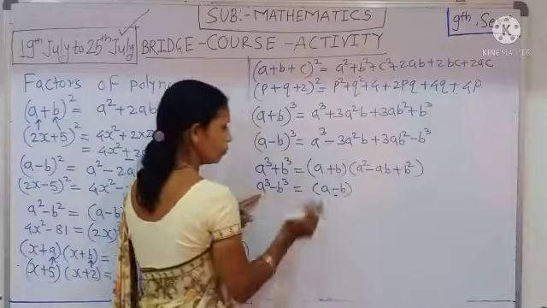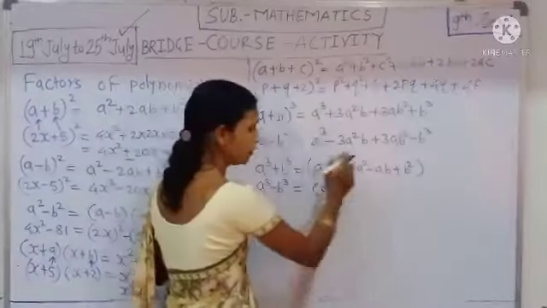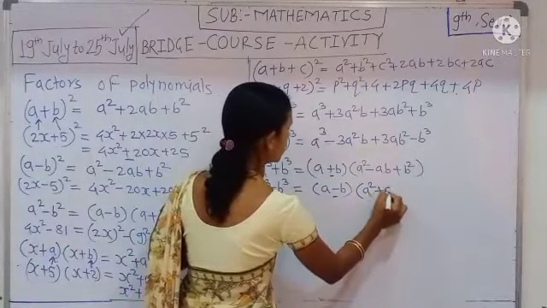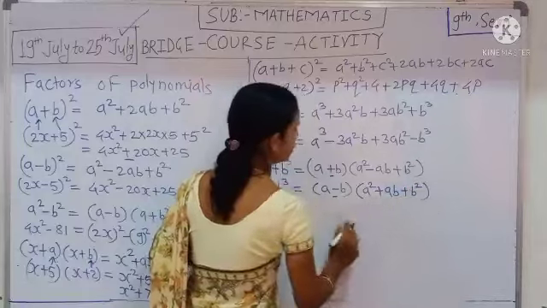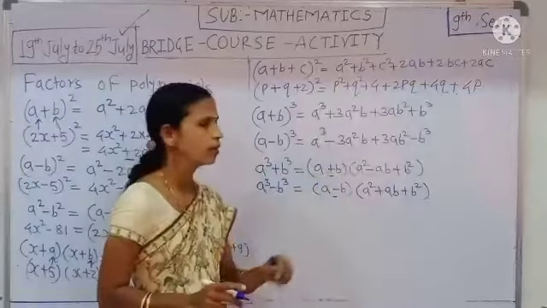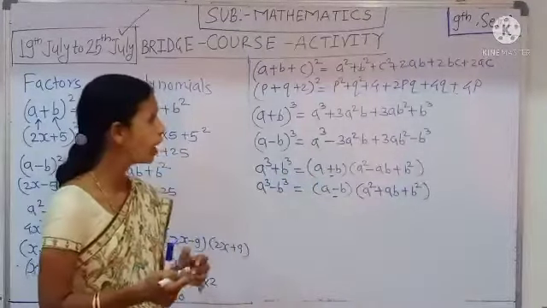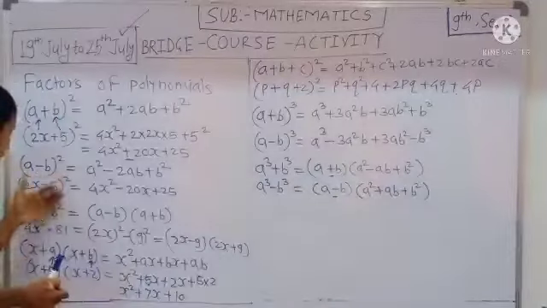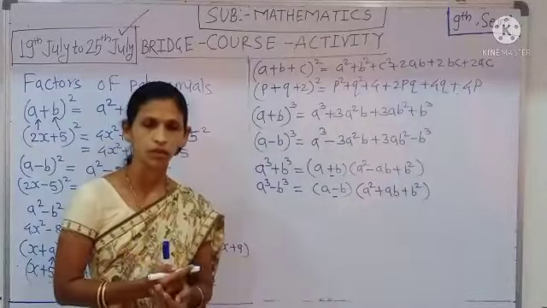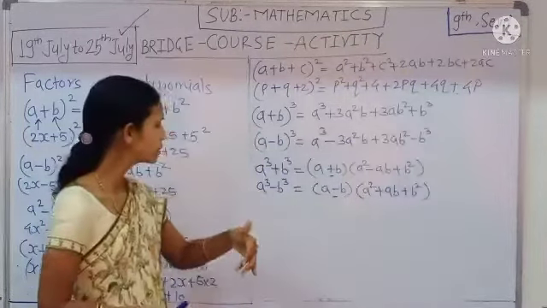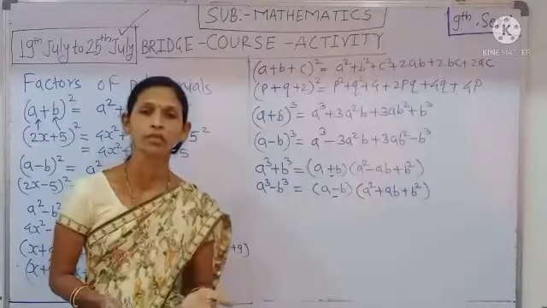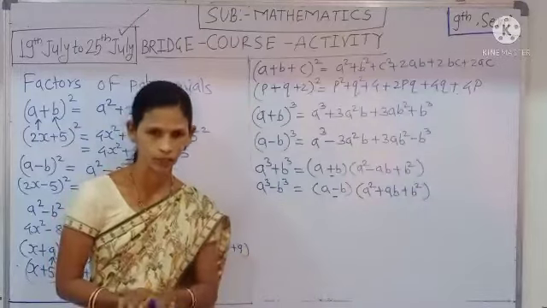See here, focus on the signs given in the factors, that is, in another bracket a square plus ab plus b square. See here, only ab is there, not 2ab. Taking this precaution of signs, you have to remind yourself of all those algebraic expressions and their factors and their expansions, and try to solve the examples of these types of expansions and factors of algebraic expressions.